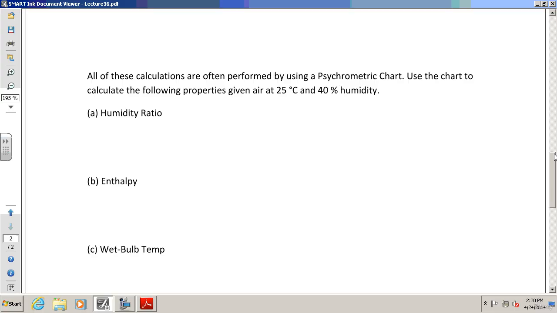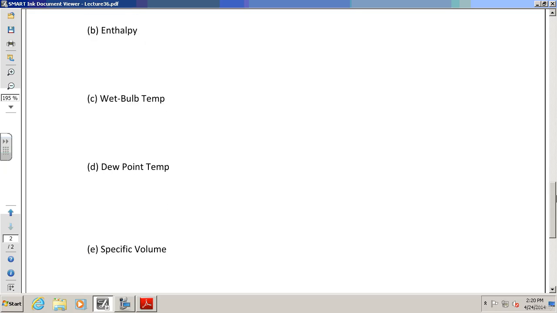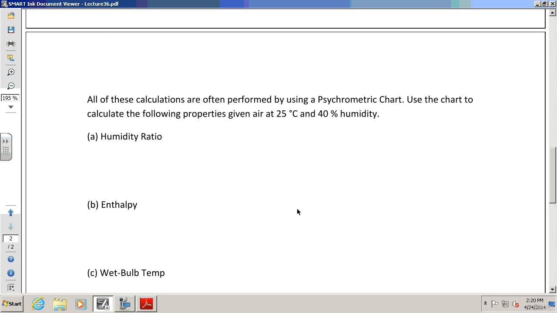So what I wanted to do is go through an example of how to read it and use it for certain values and certain things that we need. Okay, so I was thinking about the weather yesterday, and I thought, well, yesterday it was probably about 25 degrees Celsius and about 40% humidity. So I thought, okay, let's use a psychrometric chart and calculate all these different things with the psychrometric chart. Okay, so I've got to bring it up here.